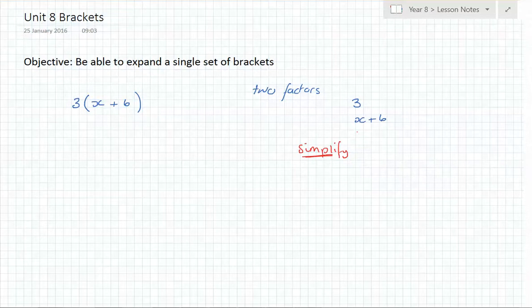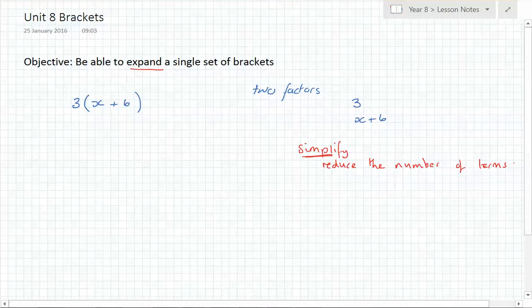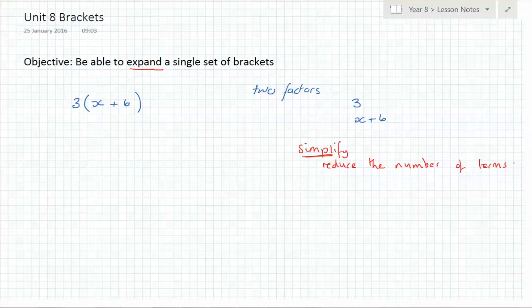expanding brackets is not simplifying. That's why I'm giving it this word. I want you to think what simplify actually means. To simplify means reduce the number of terms. Now, expanding brackets does not simplify unless after you've expanded brackets, you can then reduce the number of terms.